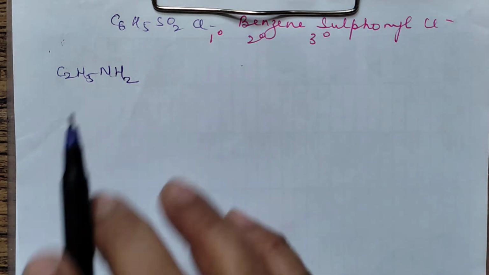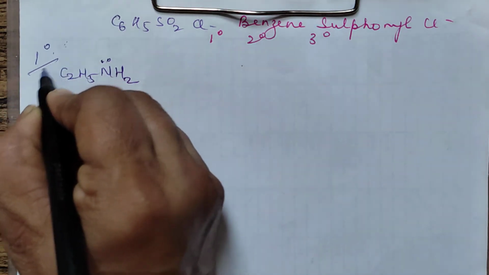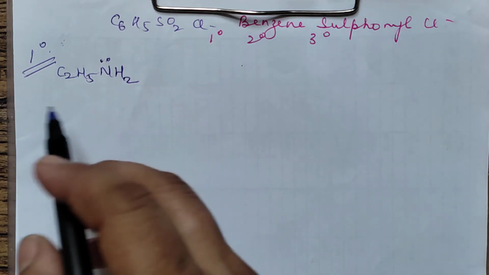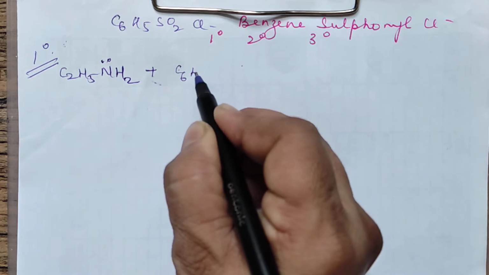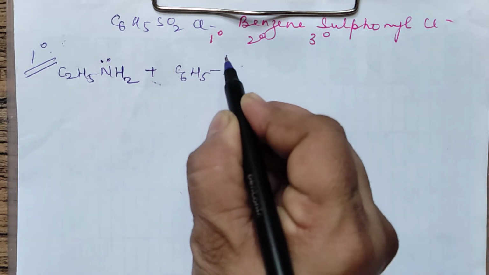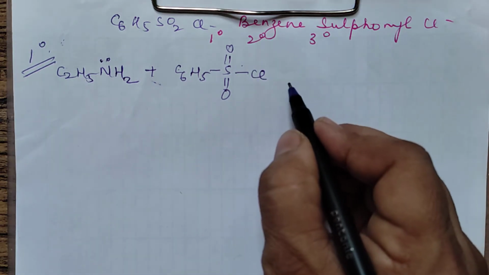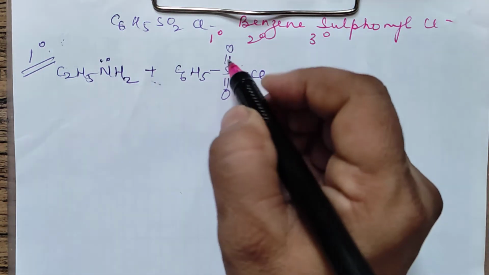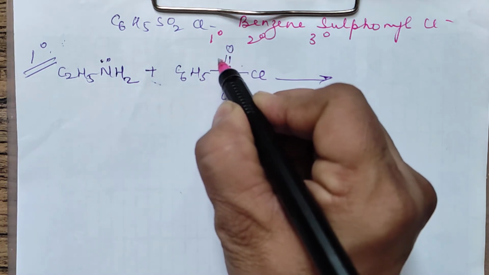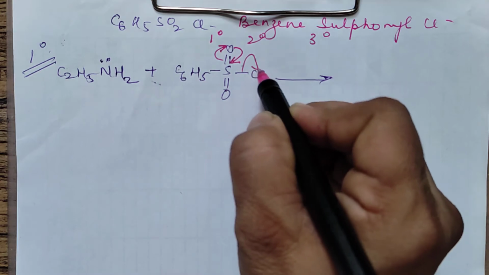Suppose I am starting with a 1 degree amine. I have taken ethylamine, or ethanamine. Now I am using this with C6H5SO2Cl. I am just opening this SO2 and Cl, right? So in the first step, Cl minus has to come out. What exactly happens is, this is more electronegative, it will pull this side. So due to back bonding, it will come, and that Cl minus will come out.